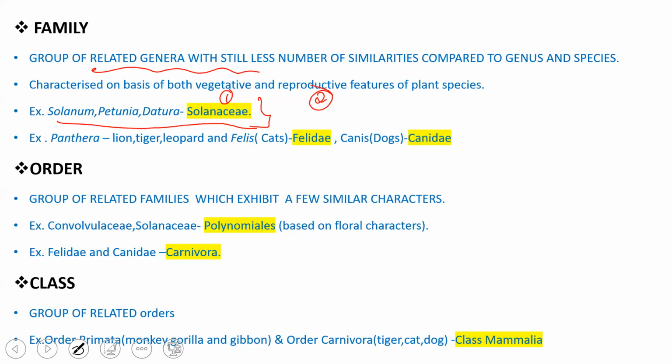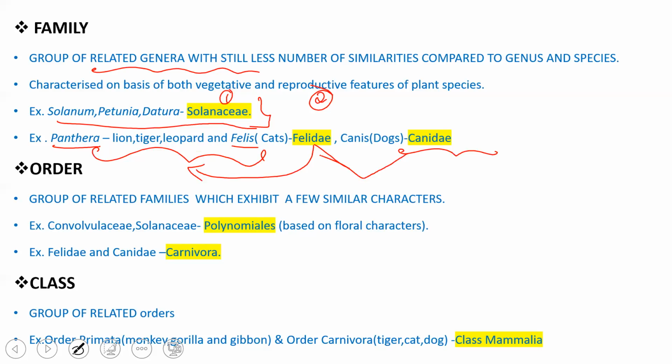The family which they belong to, especially Panthera and Felis, which have so many common characters at the family level, lion, tiger, they are all called the cat family. So the cat family which they belong to is the Felidae. And we have one more family called the dog family, that is called Canidae. So Felidae and Canidae are the two important families in the case of the animal kingdom.